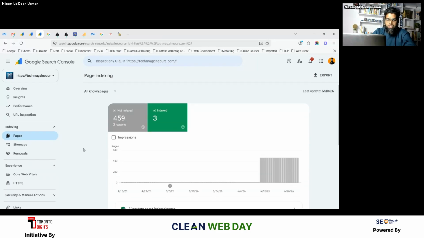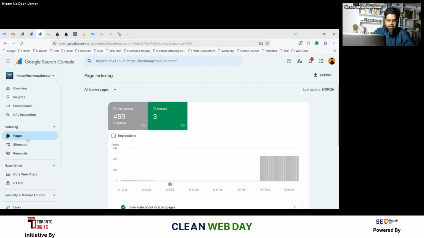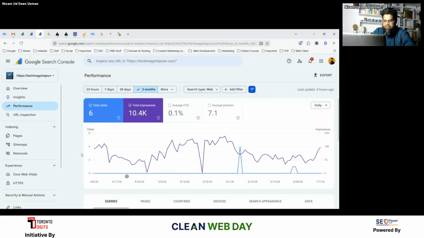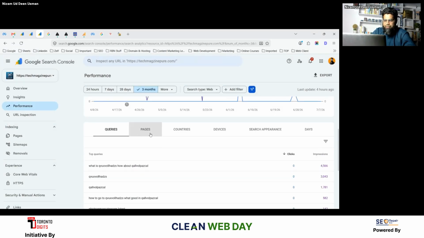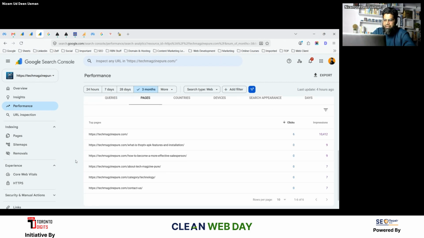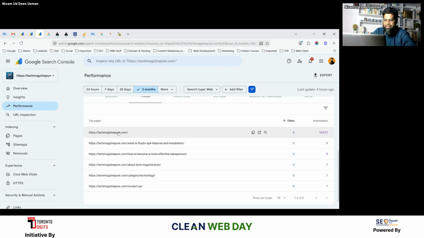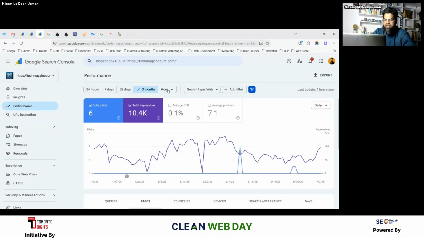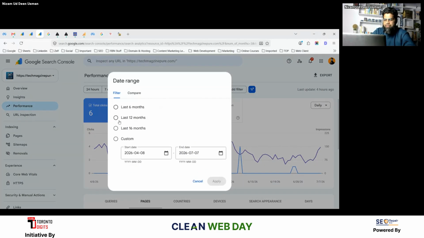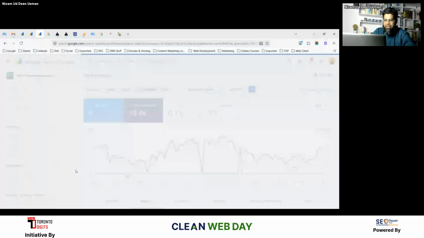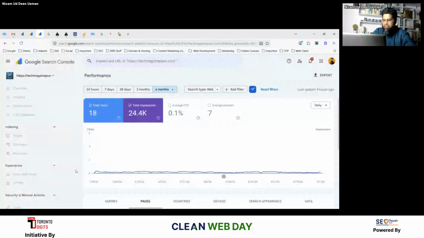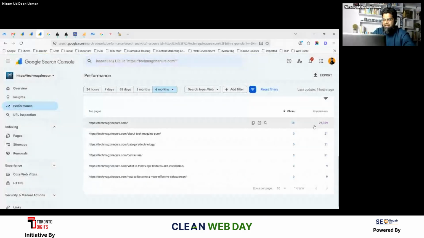Now, currently Google is not indexing the website, but the irony is that Google is only indexing the home page, and the home page has been getting impressions for the previous, I think, 6 to 9 months. Only the home page is getting impressions, and all the other pages are not indexed or getting impressions. You can see.